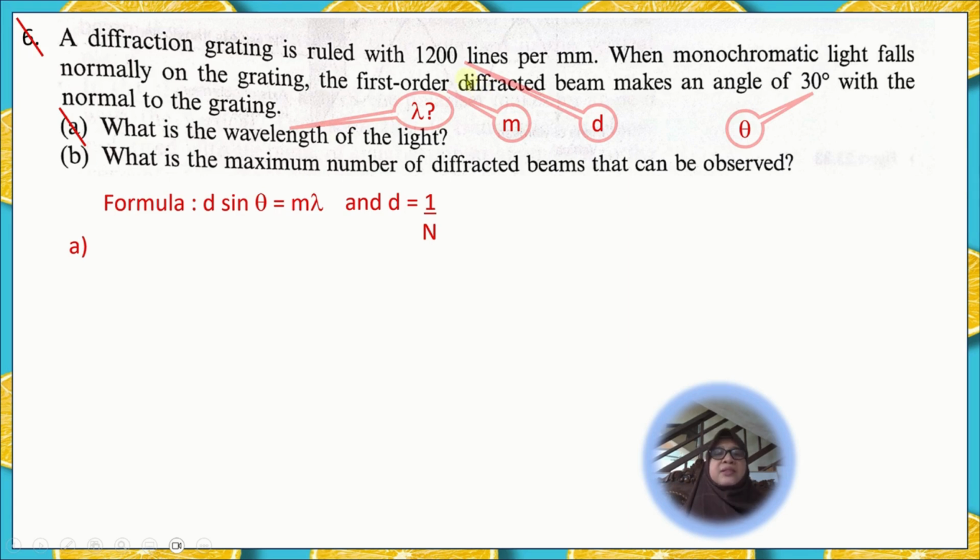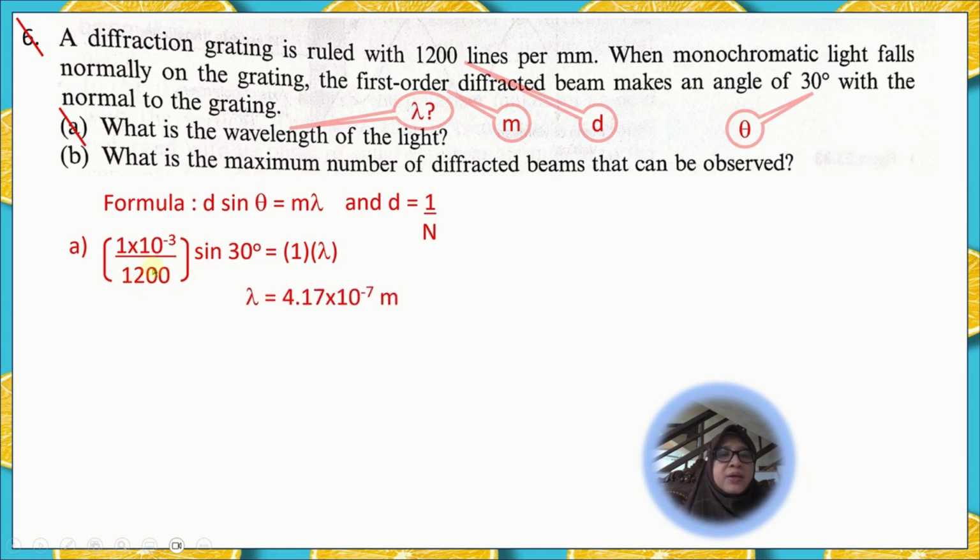For the distance of one slit, we have many lines, which is 1,200 lines for 1 millimeter. So this 1 here means 1 meter, so we need to convert the millimeter to meter. Now we substitute d equals 1 over N. So convert to meter: 1 millimeter is 1 times 10 to the power of negative 3 over the number of lines or slits, 1200. Angle 30 degrees. M order is first order, so m is 1. So we get lambda equals 4.17 times 10 to the power of negative 7 meter.